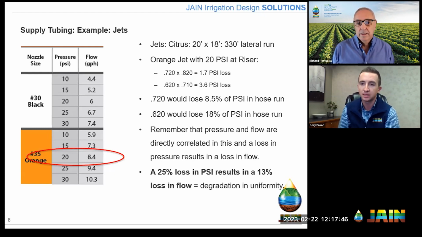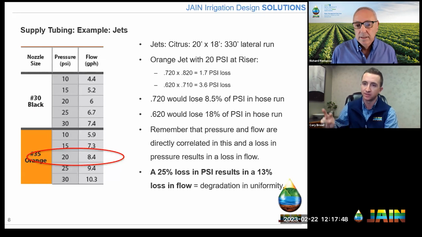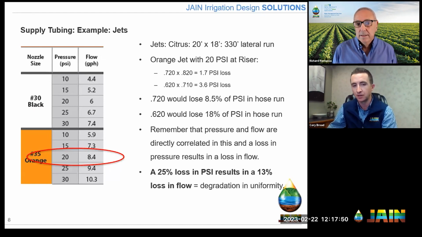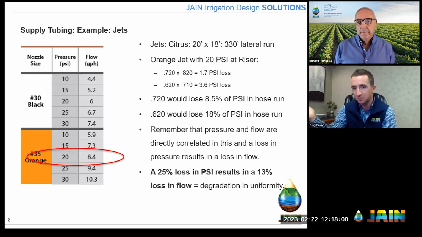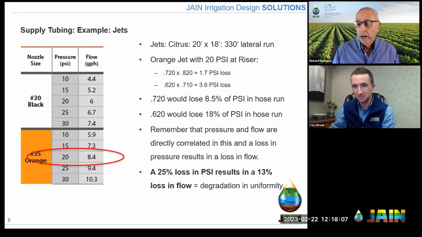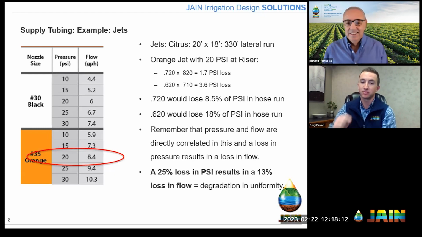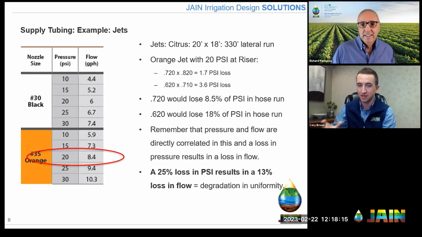Both of those are probably acceptable, but let's work through the scenario together. Just on a numerical basis, in the 720 tubing, we're going to lose about 8.5% of our nominal spec PSI. We lost 8.5% of 20 PSI in that run. It's 18% when you use 620 tubing. So okay, that number jumps out and you're going, well, what does that mean to me? Remember that flow and pressure are directly correlated in non-compensating emission devices. And so a loss in pressure results in a loss in flow.